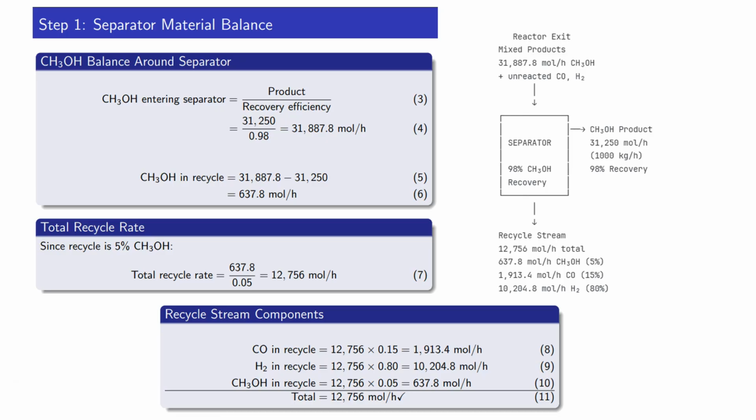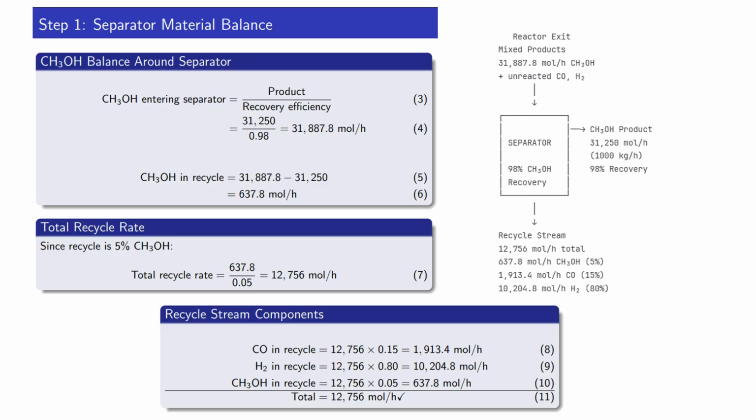Now here, recycle stream components. Now that we know the total recycle rate is 12,756 mole per hour, we can calculate the flow rate of the other components using the given molar fractions. So carbon monoxide in recycle is given as 15%. So we multiply 12,756 into 0.15, that is 1913.4 mole per hour.